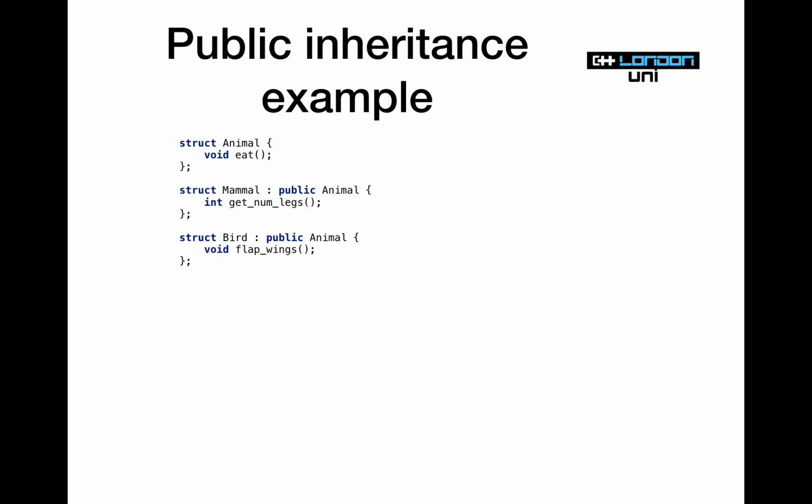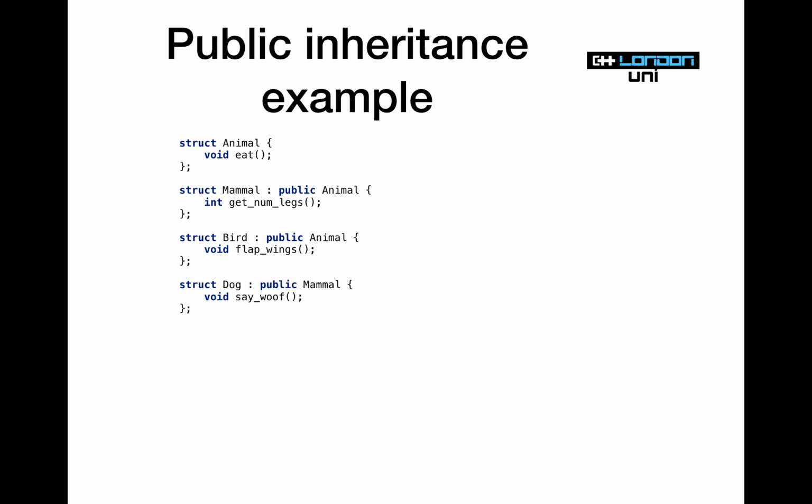Now, we can go even further. We can define our nice struct dog. Dog is a kind of mammal. It's got this nice member function called sayWoof. A dog is a kind of mammal, and a mammal is a kind of animal. So it's the transitive relationship. A dog is a kind of animal.